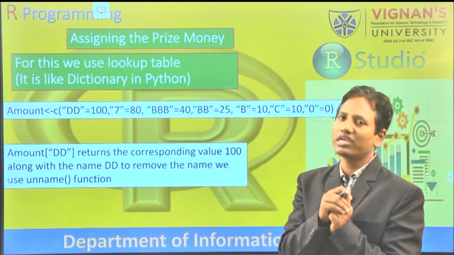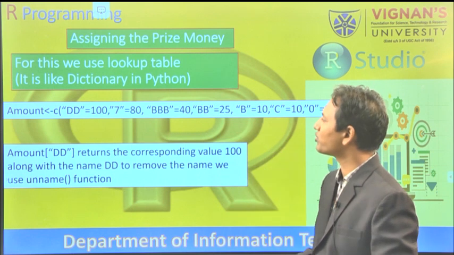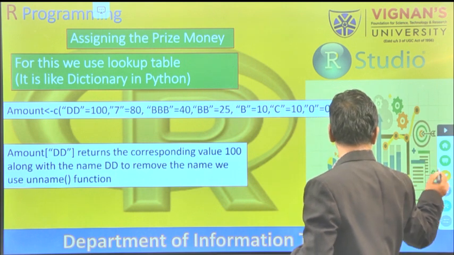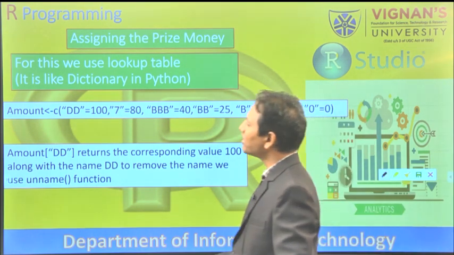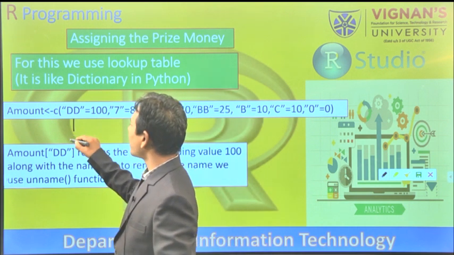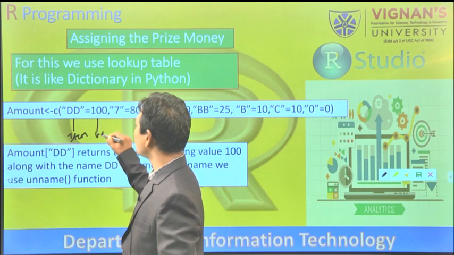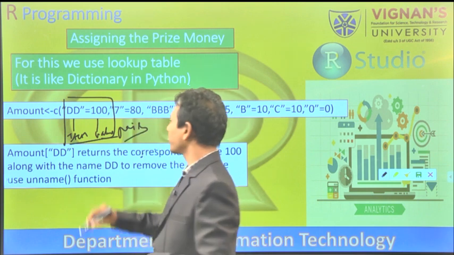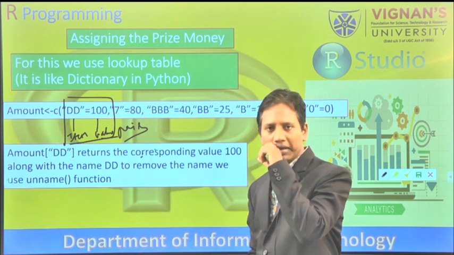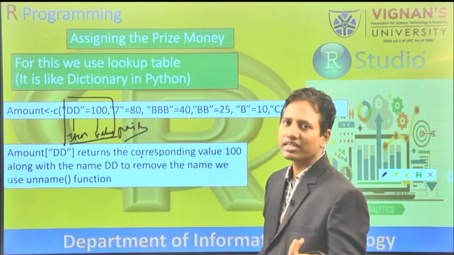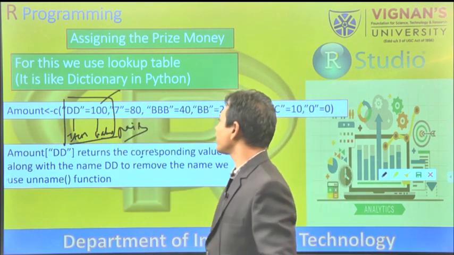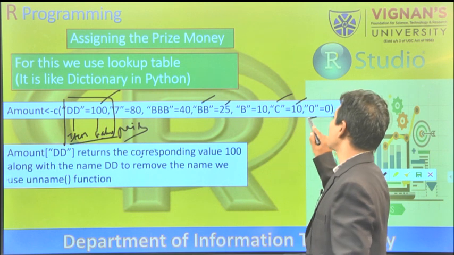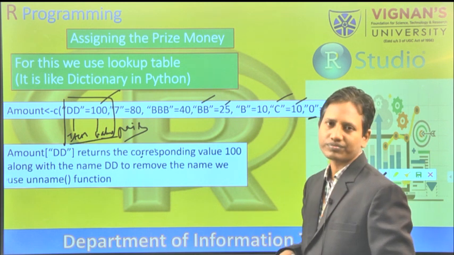We have another concept called lookup tables. This is similar to the dictionary in Python. So in a lookup table, we are mentioning clearly the item and value concept. These are paired values we are going to put, item and value. So if I find DD, then its value is 100. If I find double B 3 times, its value is 25. If C, it's 10. If it is 0, the value is 0.